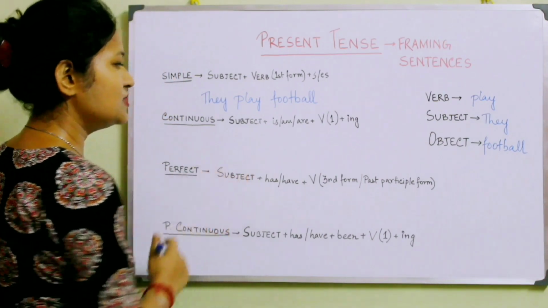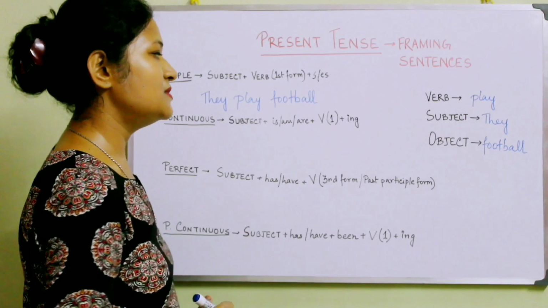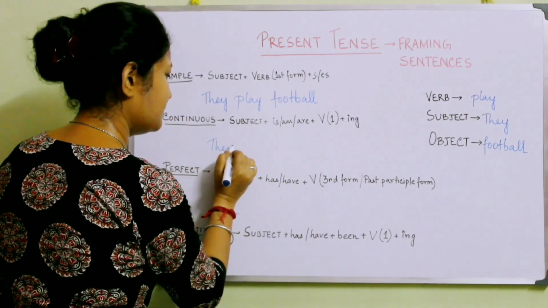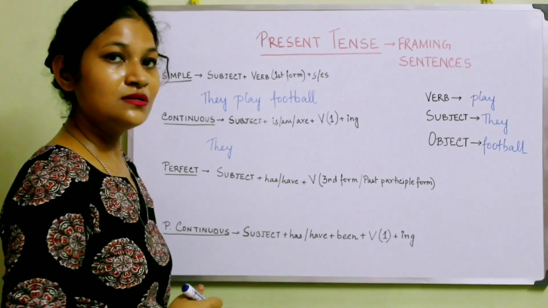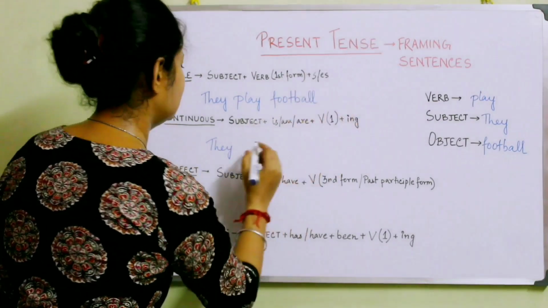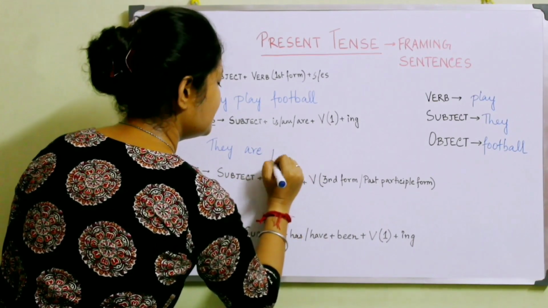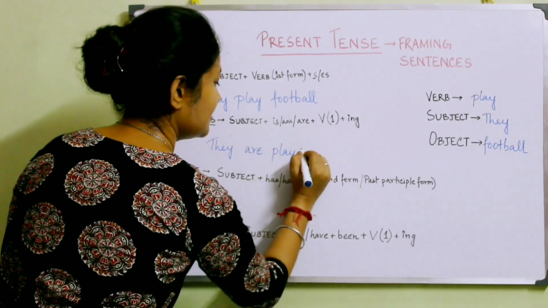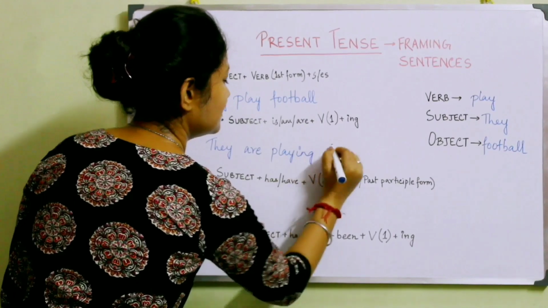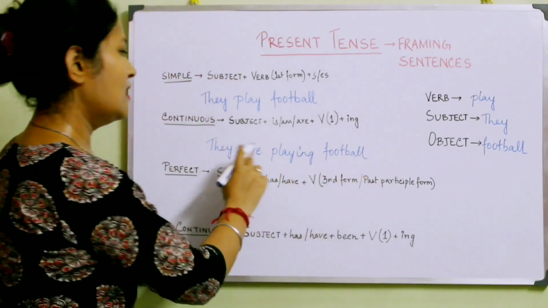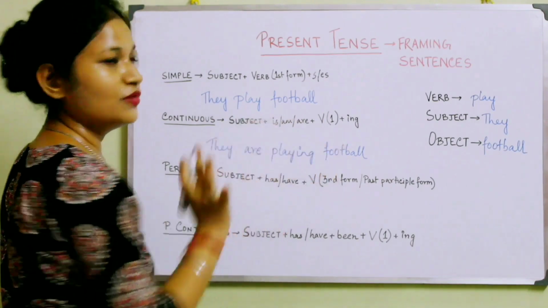Second, the continuous tense. The rule is subject plus is, am or are plus verb in its first form plus ing. So subject, they. We will use are plus verb in its first form, play, ing. And the object, football. So they are playing football.